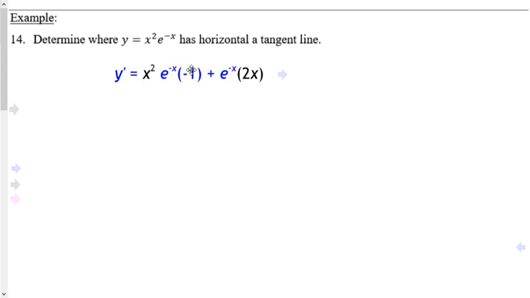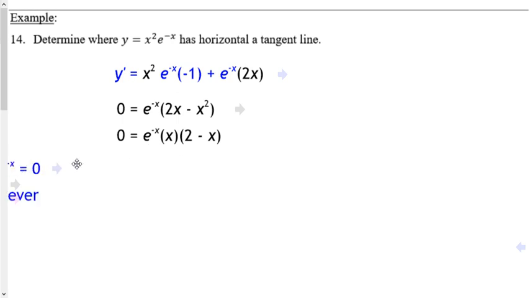We'll set our derivative equal to 0 and factor what we have on the right-hand side. So I was able to factor out an e to the negative x, but then also there was a common factor of x that I could take out. So with these three factors, I come up with three possible solutions, except e to the negative x can never equal 0. So if you remember any exponential function, e, Euler's constant, is about 2.718.